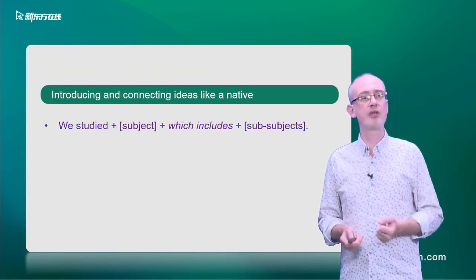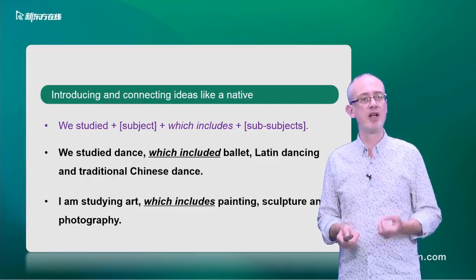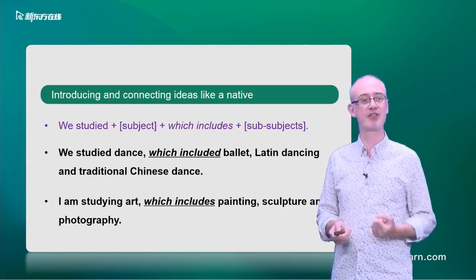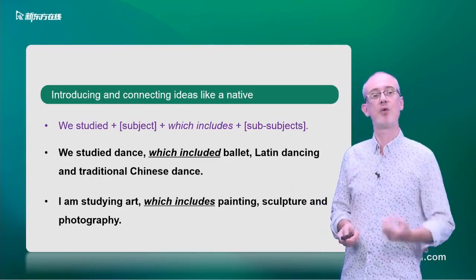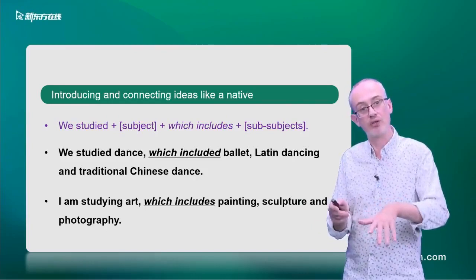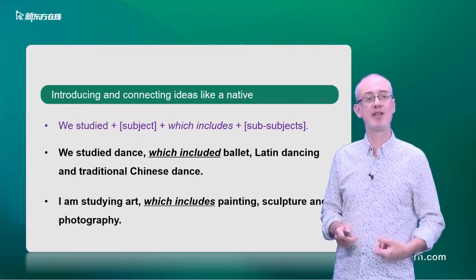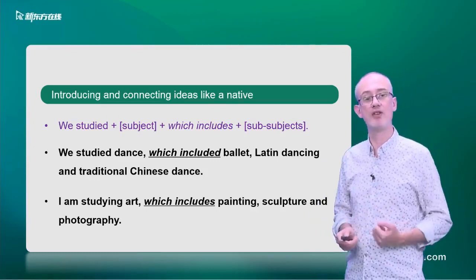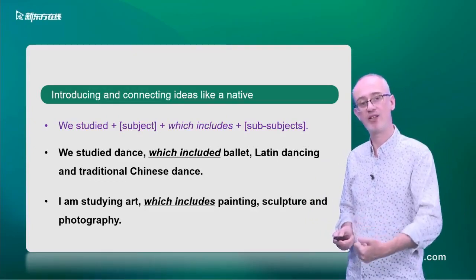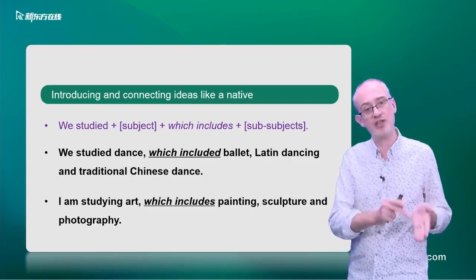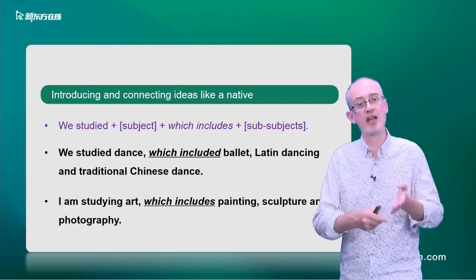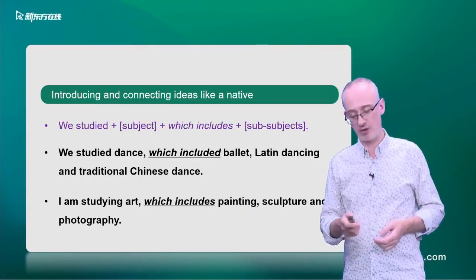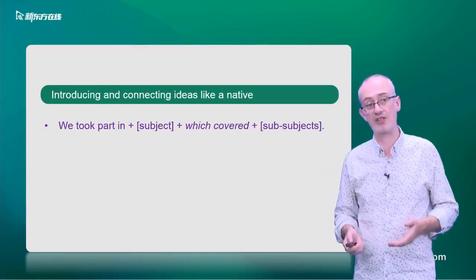So, introducing and connecting ideas like a native. So, we studied plus subject, which includes plus sub-subjects. We studied dance, which included or includes ballet, Latin dancing, and traditional Chinese dance. I am studying art, which includes painting, sculpture, and photography. So see how we can do this. See how we can say what sub-subjects were included in the subject that we are studying, or the class.